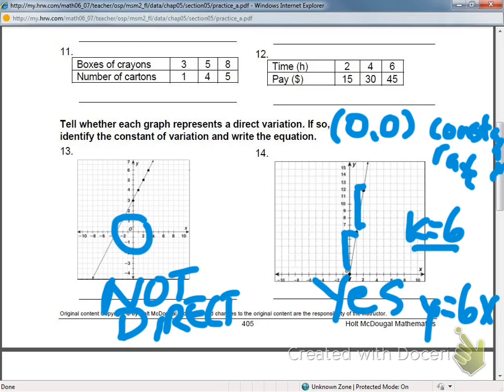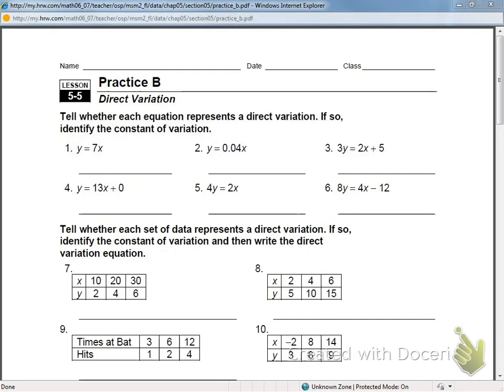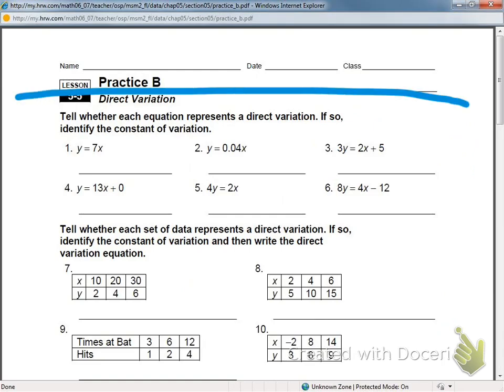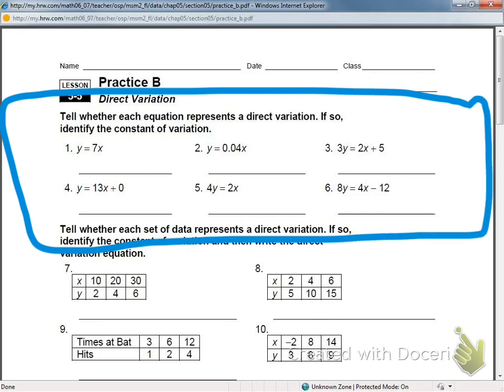Okay, now what we're going to do is go to the next page. I want you to try 1 through 6 on your own. Only 1 through 6, and then we'll check our answers.